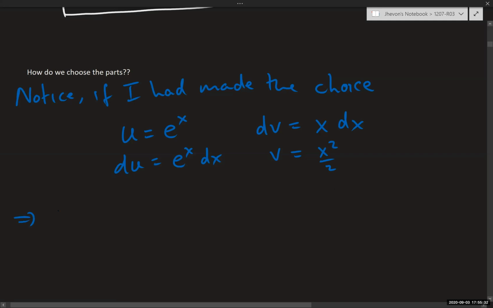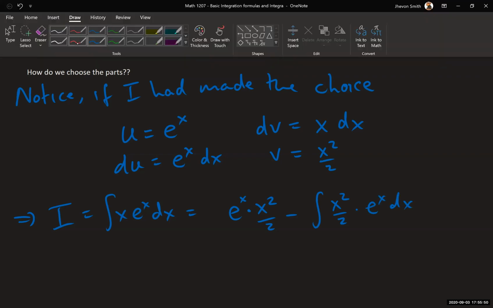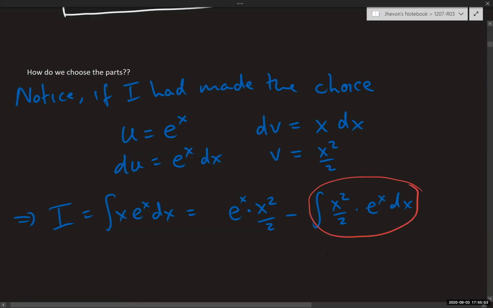And if I plug this in, this would mean that my integral x e to the x dx would become u times v minus the integral of v times du. And what you're going to notice about this new integral is that it's more complicated than the original. Okay, so when it comes to integration by parts, there is such a thing as a bad choice, an incorrect choosing of the parts.